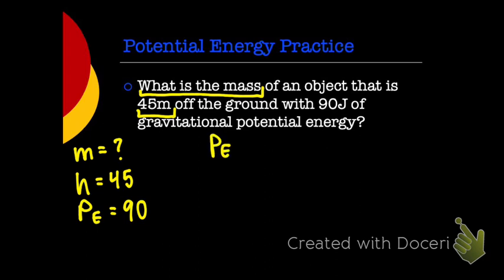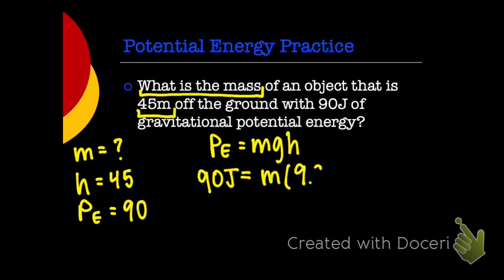So I'll plug that into my equation. Right? You don't have to write it out like that if you don't want to. I just want to do it so that we see it several times, right? And we feel comfortable with that. 90 joules is equal to mass times g, which we said is always 9.8, times the height.